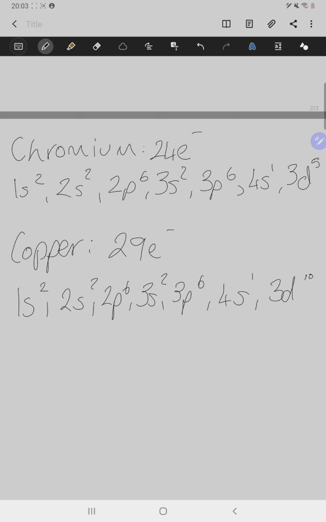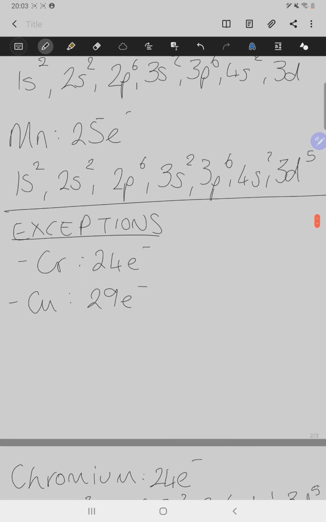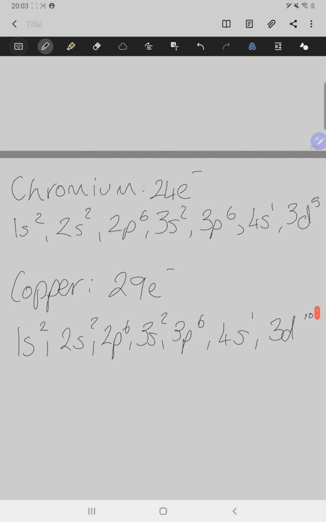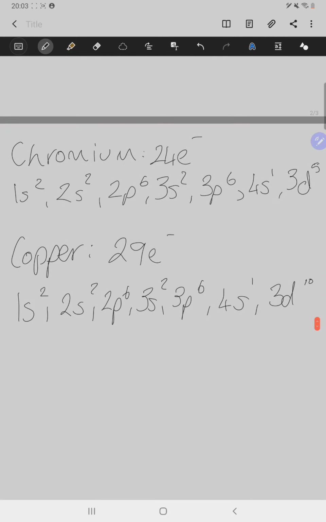All of the other 8 elements in that block will follow the exact same rules, like what we saw up here for scandium and for manganese. These are the only elements that we are going to look at whose electrons will not follow the standard electronic configuration.